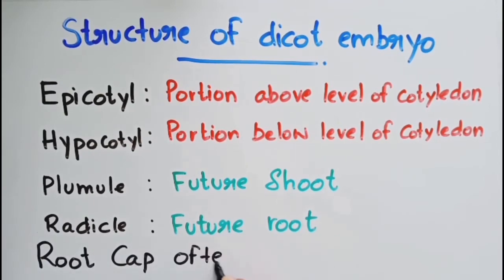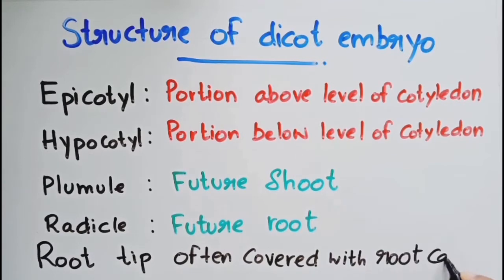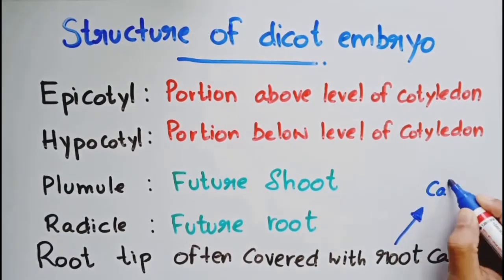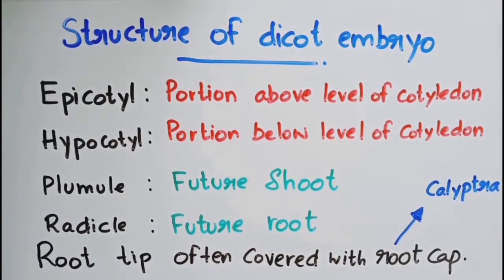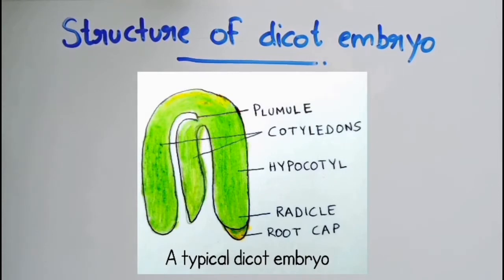Radicle is usually protected by root cap. It's covered by root cap, which is also called calyptra. It provides protection. You can see the diagram. You can observe the plumule, radicle and the root cap.